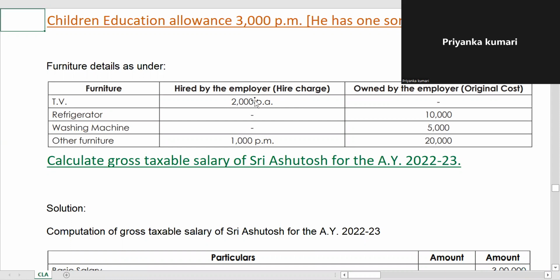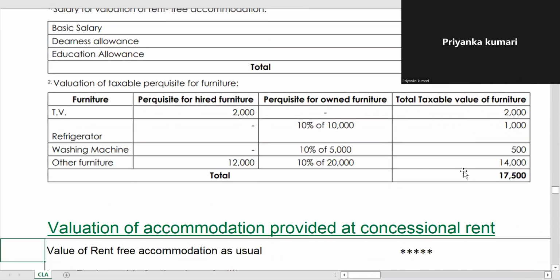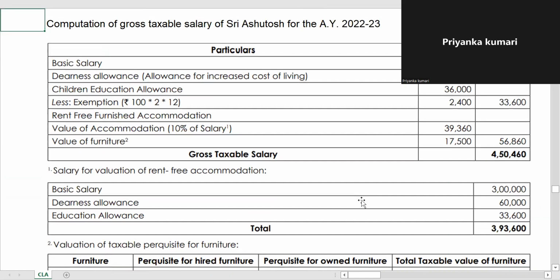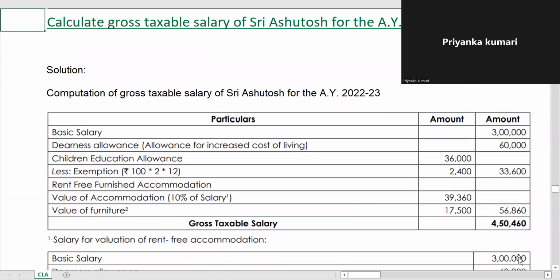Okay. So 12,000 plus 2,000, 14,000. 14,000 plus 10% of these. This was 3,500. So 17,500. Okay. That's how you got 17,500. Oh, this hired, take straight away. There's nothing much to think about here. For hired, take the amount straight away. That's all. And for owned, take 10%. That's it. And this 17,500, you'll have to put here in value of furniture.